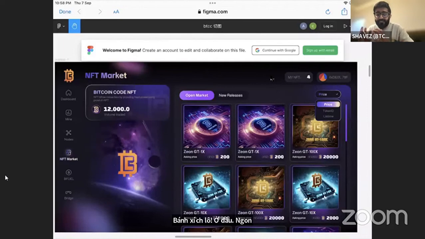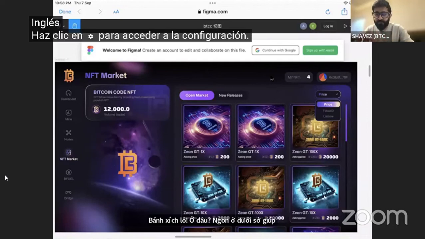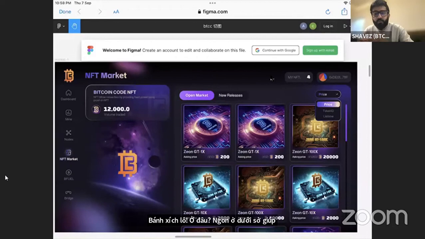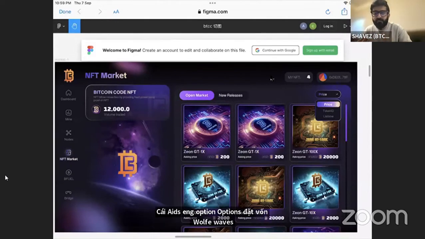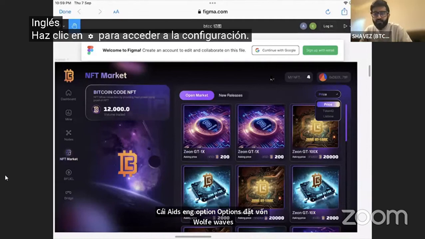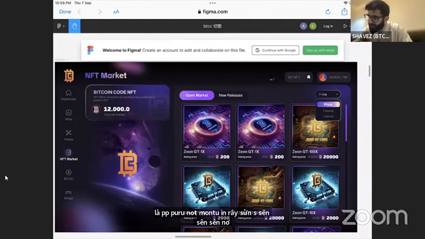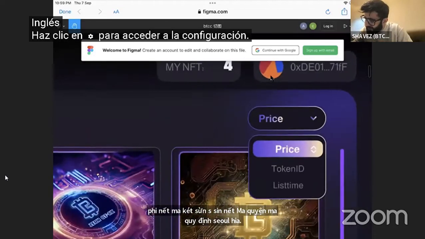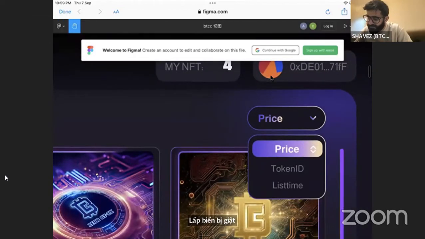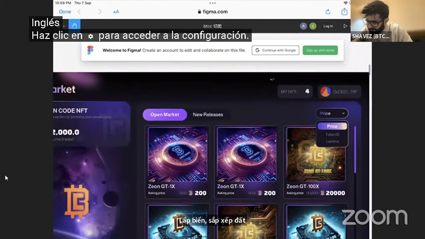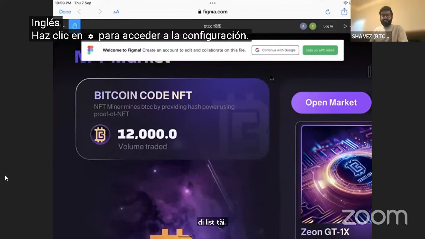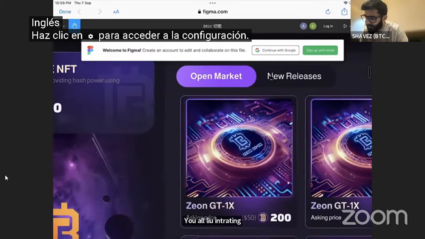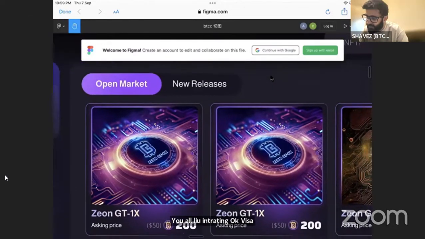So look at this as an opportunity. You can tap the whole world. The people who do not want to engage themselves in affiliate marketing, sell them over here. Look at this. This is the price, token ID, list time. This is your volume in trading. These are how many you sold. This is open market. This is new releases.